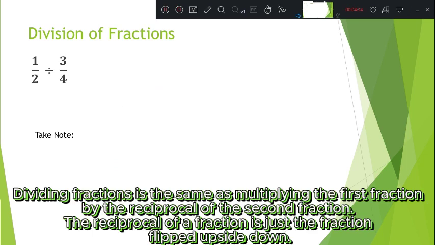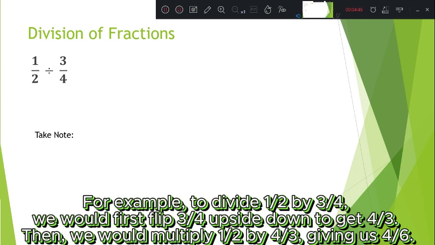Dividing fractions is the same as multiplying the first fraction by the reciprocal of the second fraction. The reciprocal of a fraction is just the fraction flipped upside down. For example, to divide 1/2 by 3/4, we would first flip 3/4 upside down to get 4/3. Then, we would multiply 1/2 by 4/3, giving us 4/6.